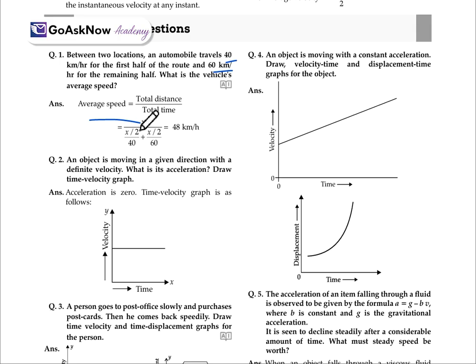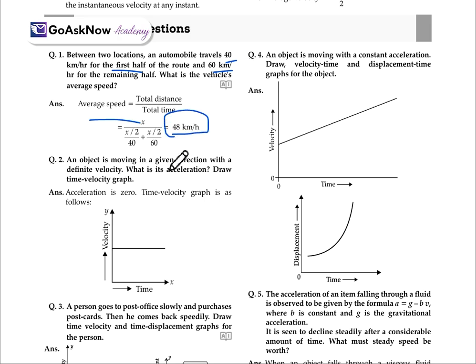We know that speed is equal to distance upon time. A very basic thing for any numerical question is that you should know the formulas, like the speed formula, the velocity formula, the acceleration formula. Now, average speed is equal to total distance upon total time. So we have distance x, and the time for each half uses x by 2, as it's saying first half. It will not be the complete x. So x by 2 upon 40 plus x by 2 upon 60. When you solve this, you will get 48 km per hour.